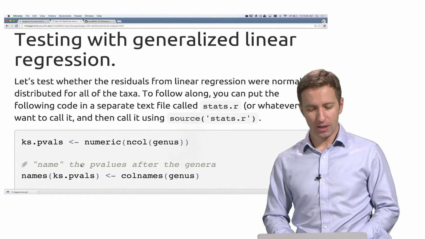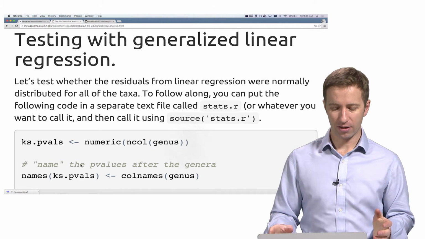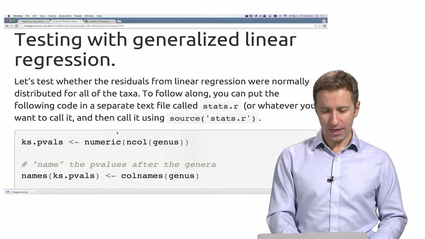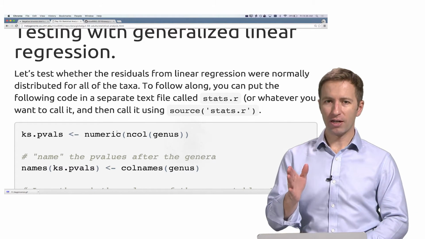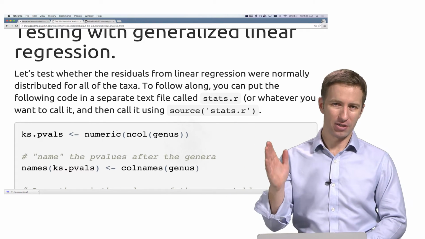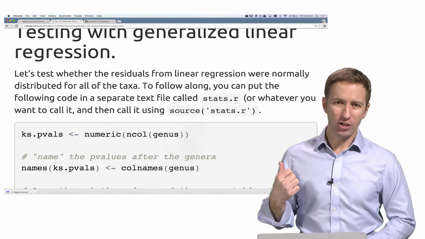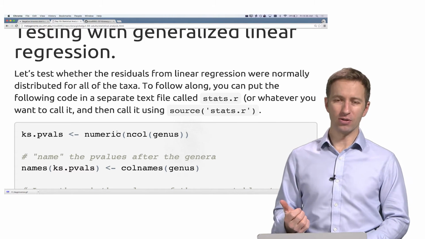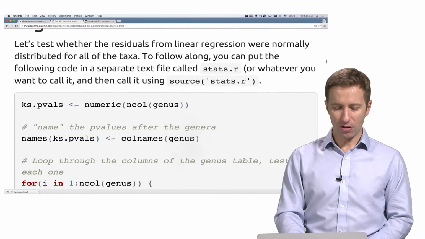So that was the correction for multiple hypothesis testing, and we're going to use that in the other tests that we run now. So what I want to do is go back to the linear regression we just did. We ran a linear regression on every column in the genus table. This was every different genus. We already checked one of them, Prevotella, to see if the residuals were normally distributed, and they looked okay. But we don't know about the rest of them.